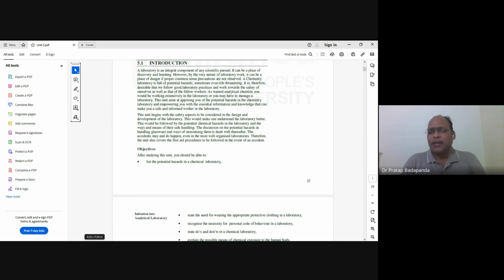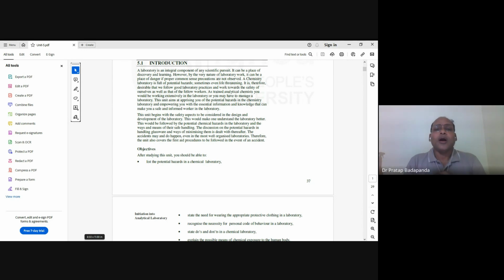When I was doing my PhD, we did not have such precautions. We understood these things ourselves, but a safety manual was not provided by the course curriculum. So you should be thankful to IGNOU that they have provided you one safety guide material. Now, coming to the point, we'll go to the safety guide.